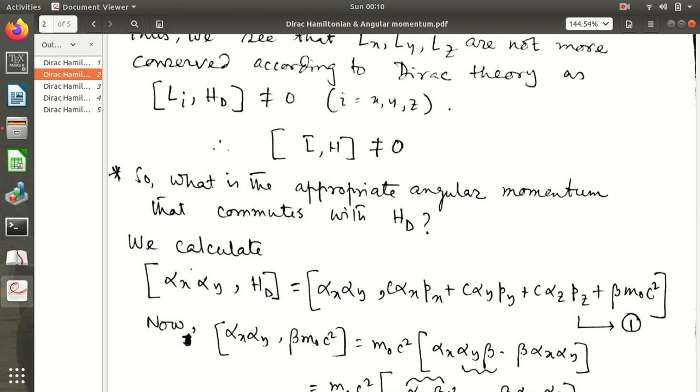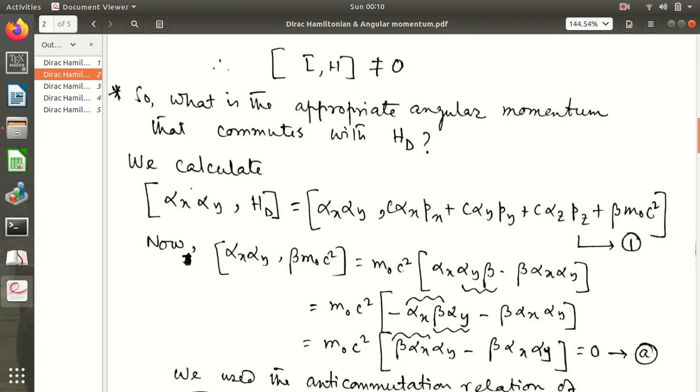Angular momentum is not being conserved. So there must be something fishy, because angular momentum is a very fundamental quantity and must remain conserved. So what is the problem? The problem may be from two angles. One: is there any problem with the Hamiltonian? And another: is our angular momentum complete enough? Have we considered angular momentum from all possible considerations? So what is the appropriate angular momentum expression that commutes with Hd, if we consider that our Hd is correct?